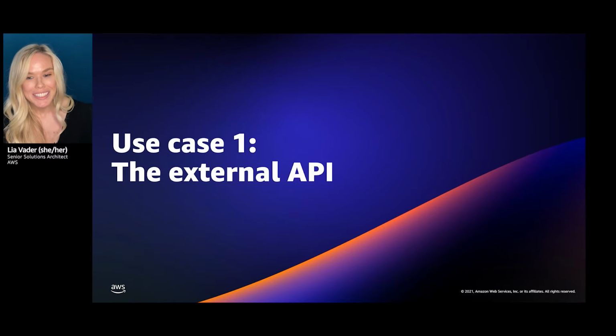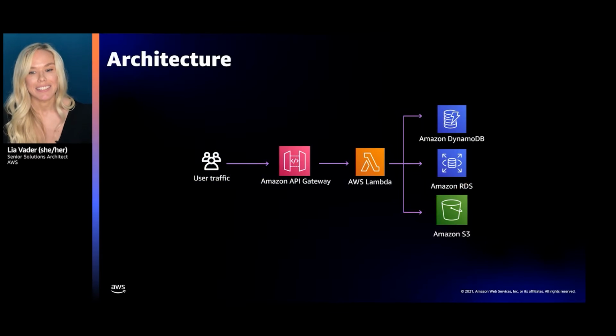So let's cover our first use case. It's an externally facing API. And here's our architecture. Most of you have probably built something just like this. I've built hundreds. And the data flow just looks like this. We have a request. It's sent to API Gateway, which calls a Lambda function or any number of Lambda functions. And these functions may read or write to DynamoDB, RDS, or S3. It's pretty simple.